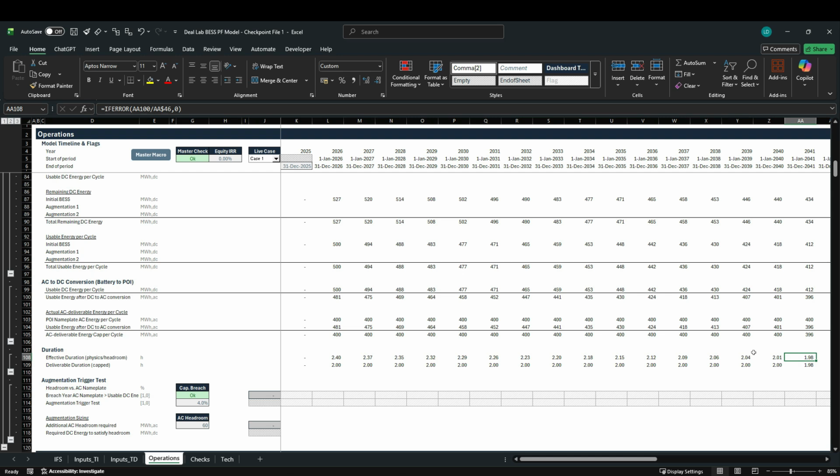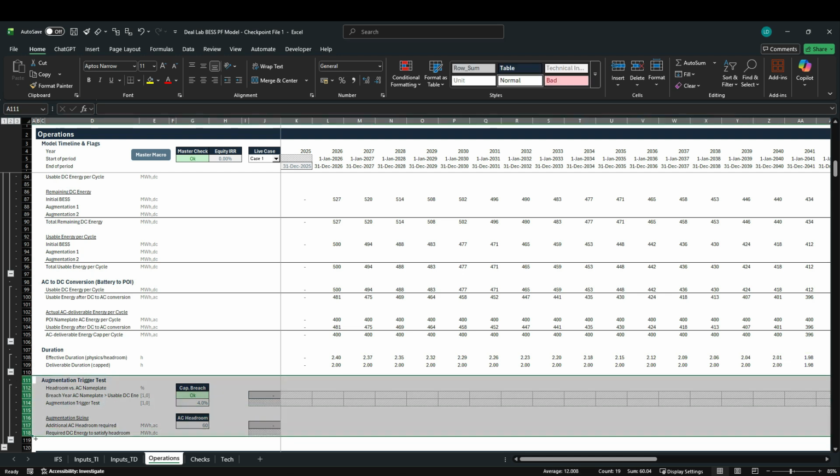This capped duration is what we'll feed into the augmentation trigger logic down here in the next lesson, where we'll test when effective duration falls below our target and then size augmentation campaigns to restore that headroom.